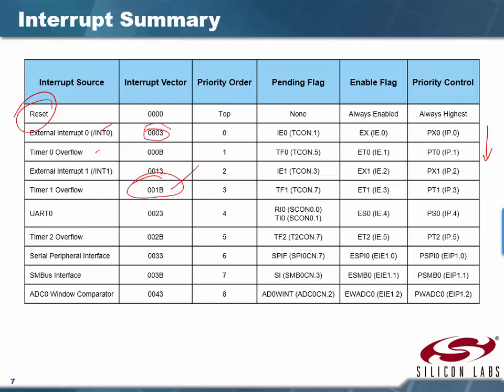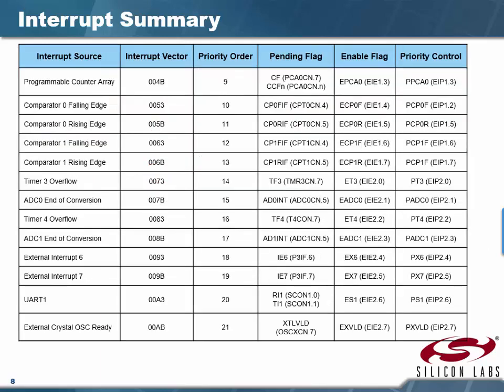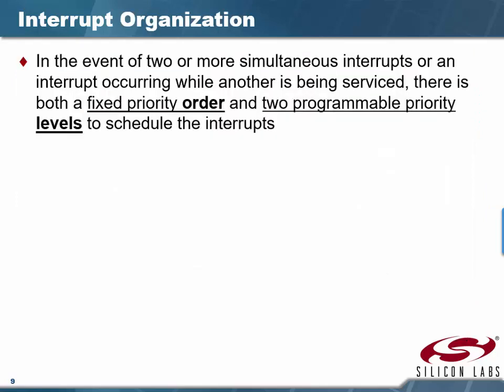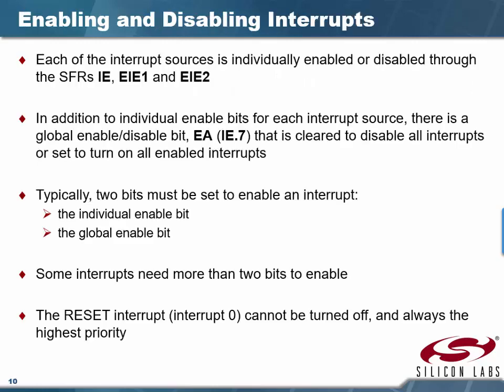So, interrupt priority 1, 2, 3. There are some of these where we can change the priority level. Again, I'm not going to worry so much about priority in this class. Each of the interrupts is individually enabled or disabled through three special registers.